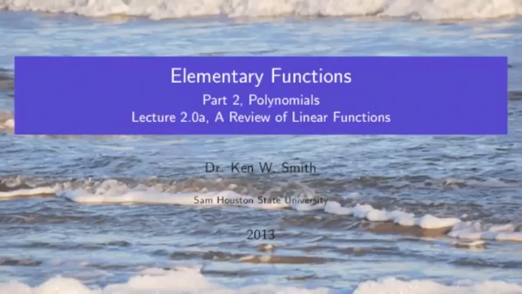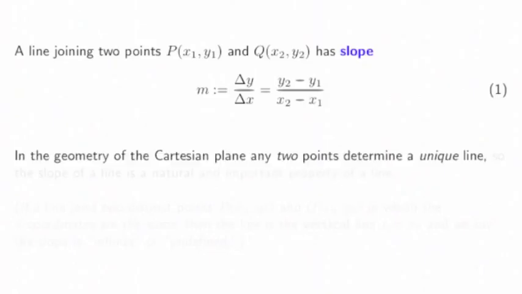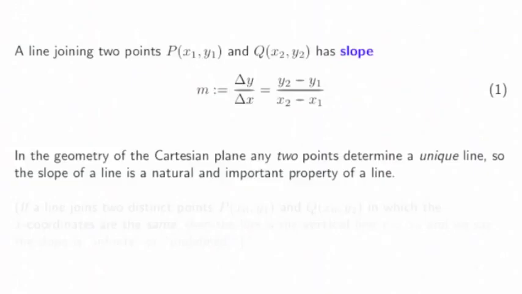In this lecture, we look at the simplest of polynomials, the linear functions. A line joining 2 points P with coordinates x1, y1 and Q with coordinates x2, y2 has slope m equal to the change in y over the change in x, that is, y2 minus y1 divided by x2 minus x1. In the geometry of the Cartesian plane, any 2 points will determine a unique line. So this equation, the slope, is a natural and important property of a line.